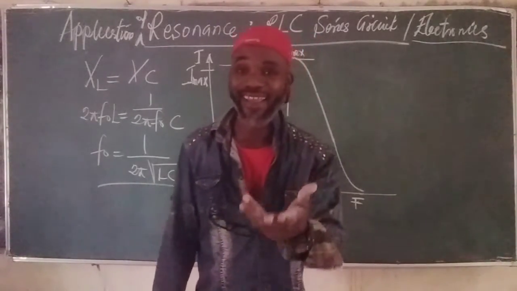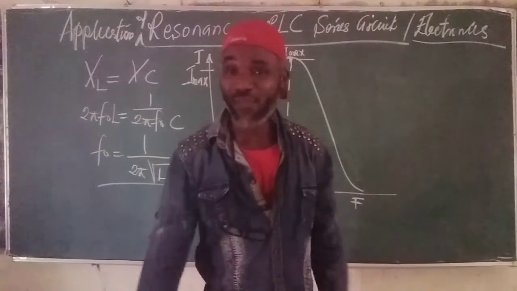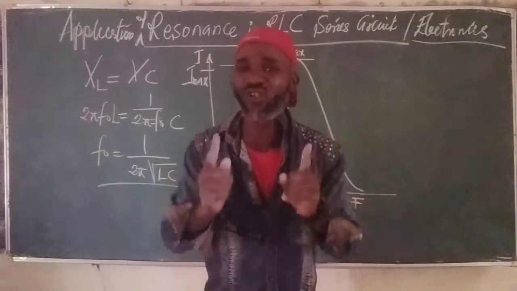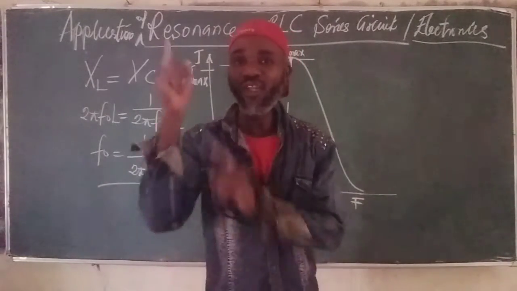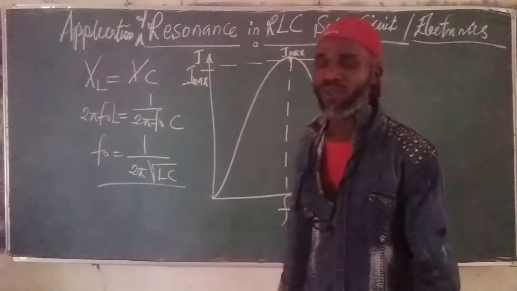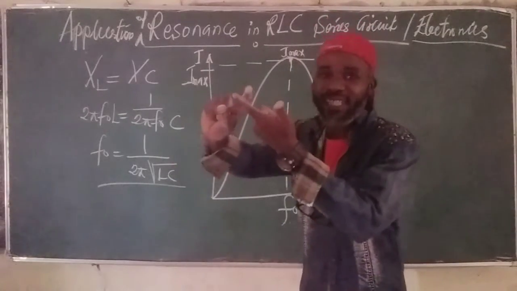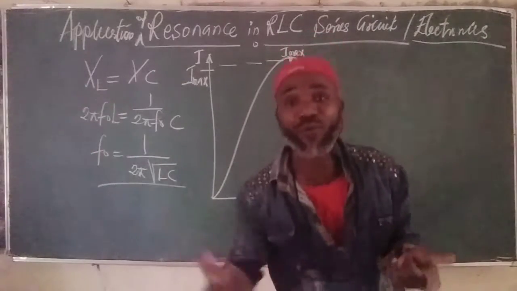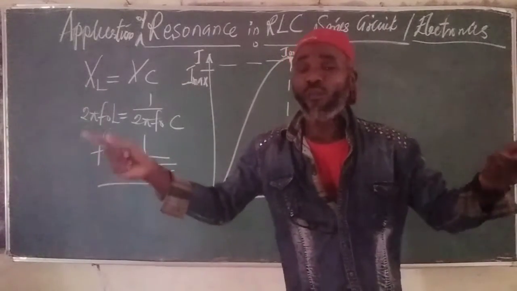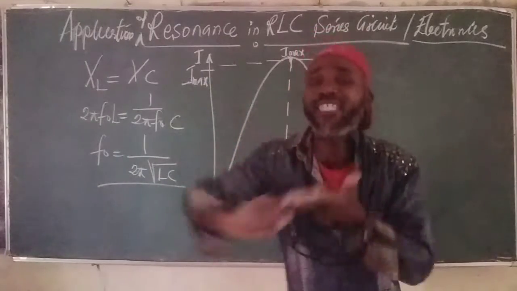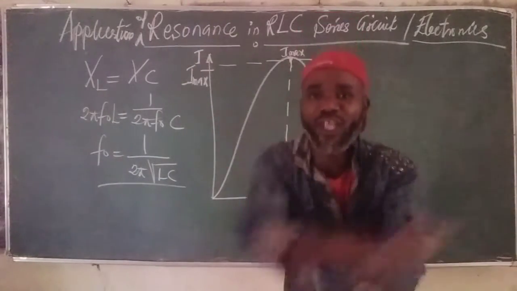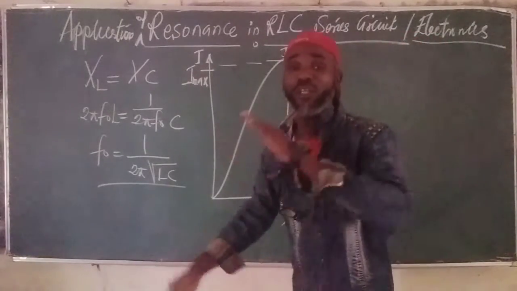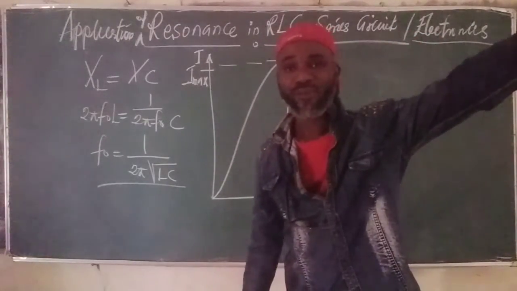Even radar. You don't know that resonance is applied in radar? Of course, signals. Anything that has to do with signals goes alongside resonance, because there must be a point of intersection between the tuning gadgets and the incoming radio signals. By the time there is intersection, maximum current is attained. Resonance occurs immediately. Maximum current is attained.